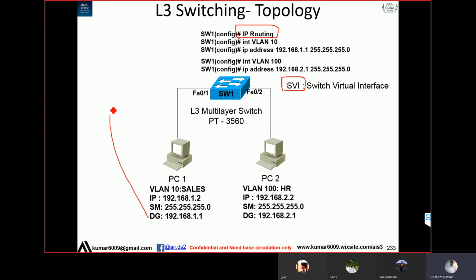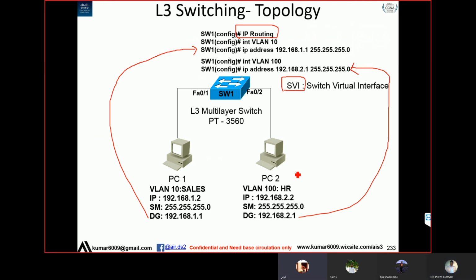So this is the IP address and this is the IP address. Okay, I think you're able to understand this. Can I configure and show you? In theory, any doubt? Instead of a router, we are using an L3 switch. We are enabling routing in the L3 switch. Then we are creating two SVIs.